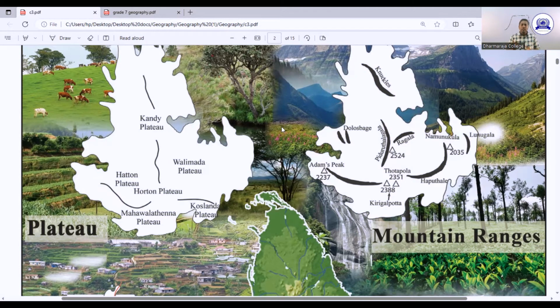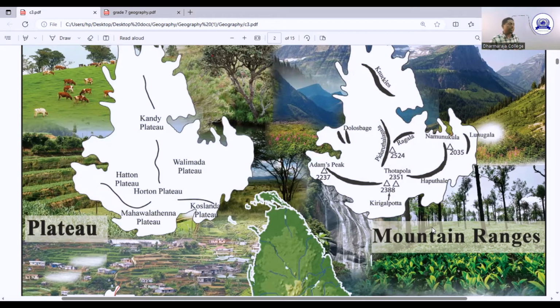My dear children, you have to find where they are. The locations are very important. Look at the locations very well. The Kandy Plateau is in the middle. Okay, Pute? Right. Then, my children, I'm going to talk about the mountain ranges.